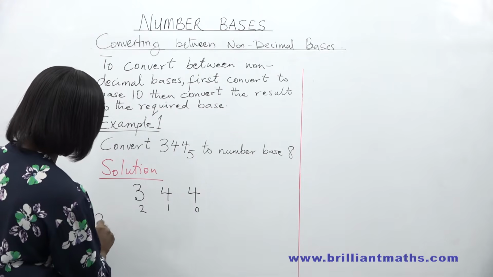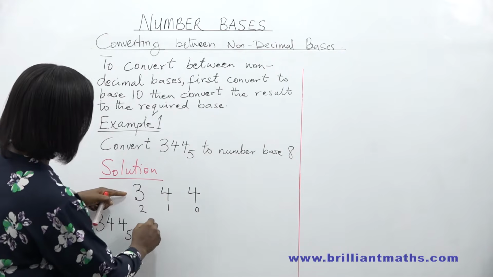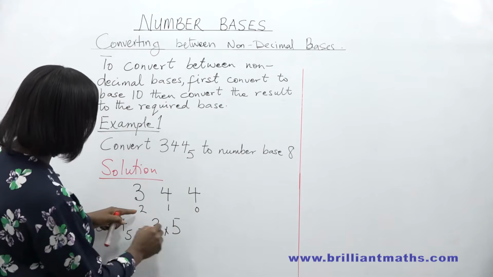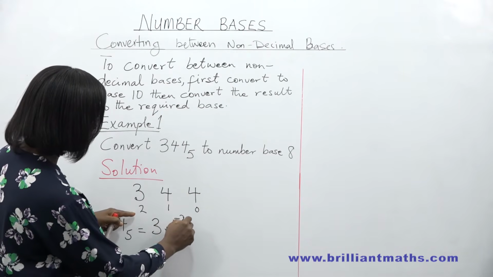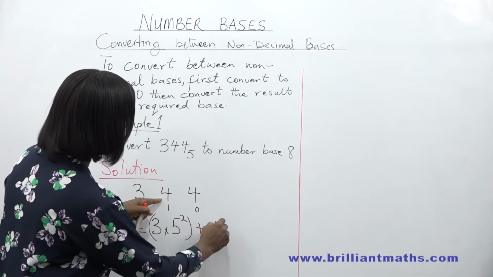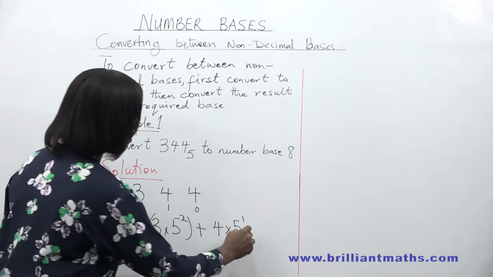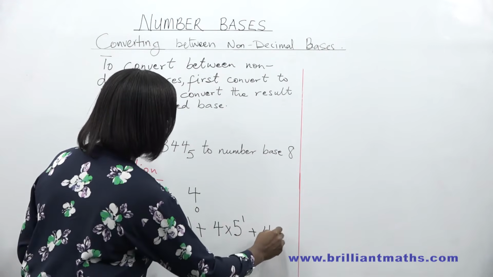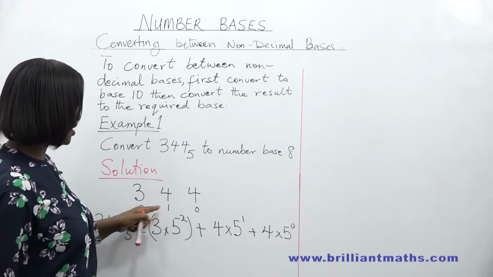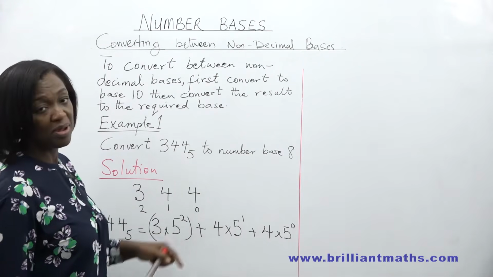So 344 base 5 is equal to 3 times 5, which is the base, to power 2. You could put that in a bracket if you like, plus 4 times 5 to power 1, plus 4 times 5 to power 0. That's the use of this counting at the bottom, just to know the power to raise the base.